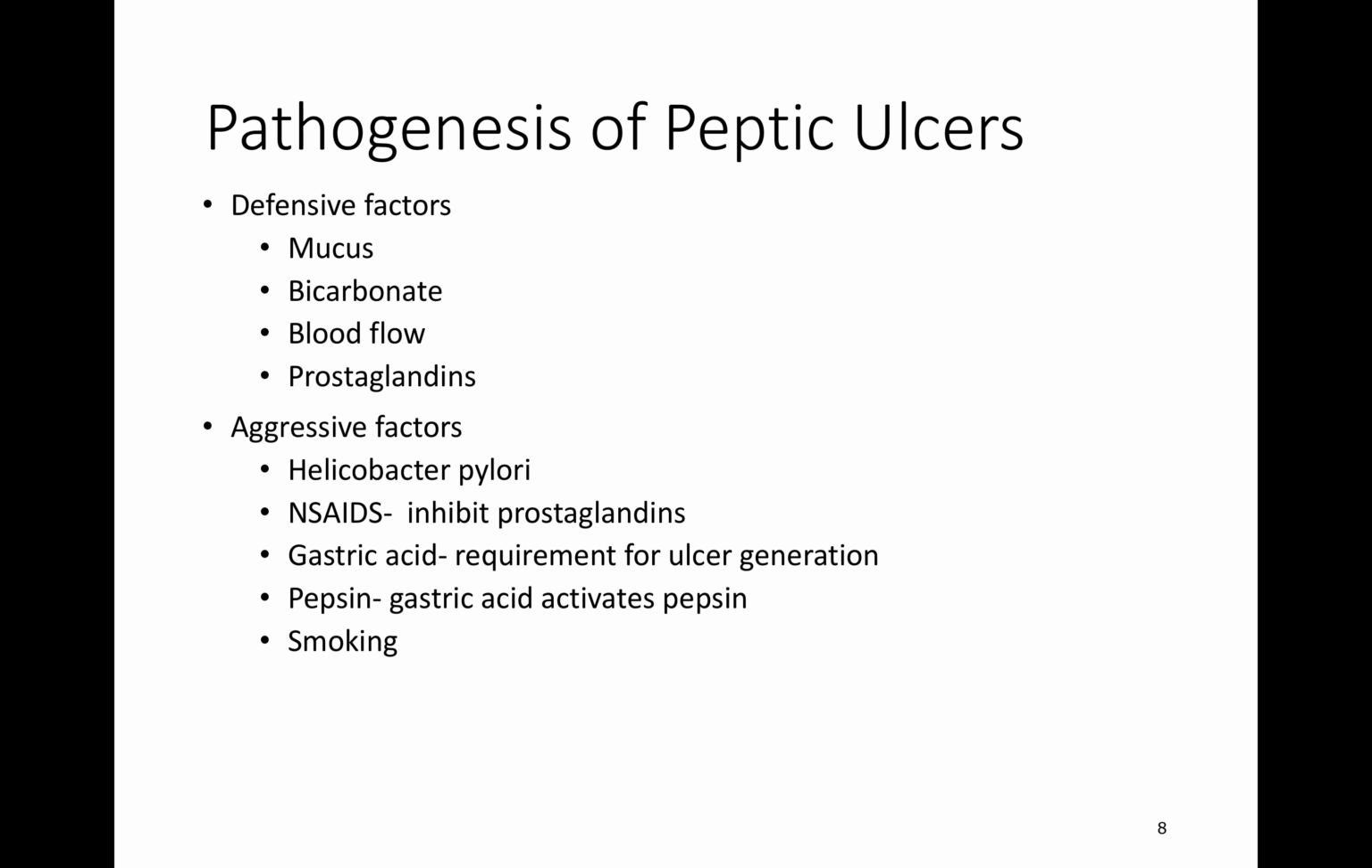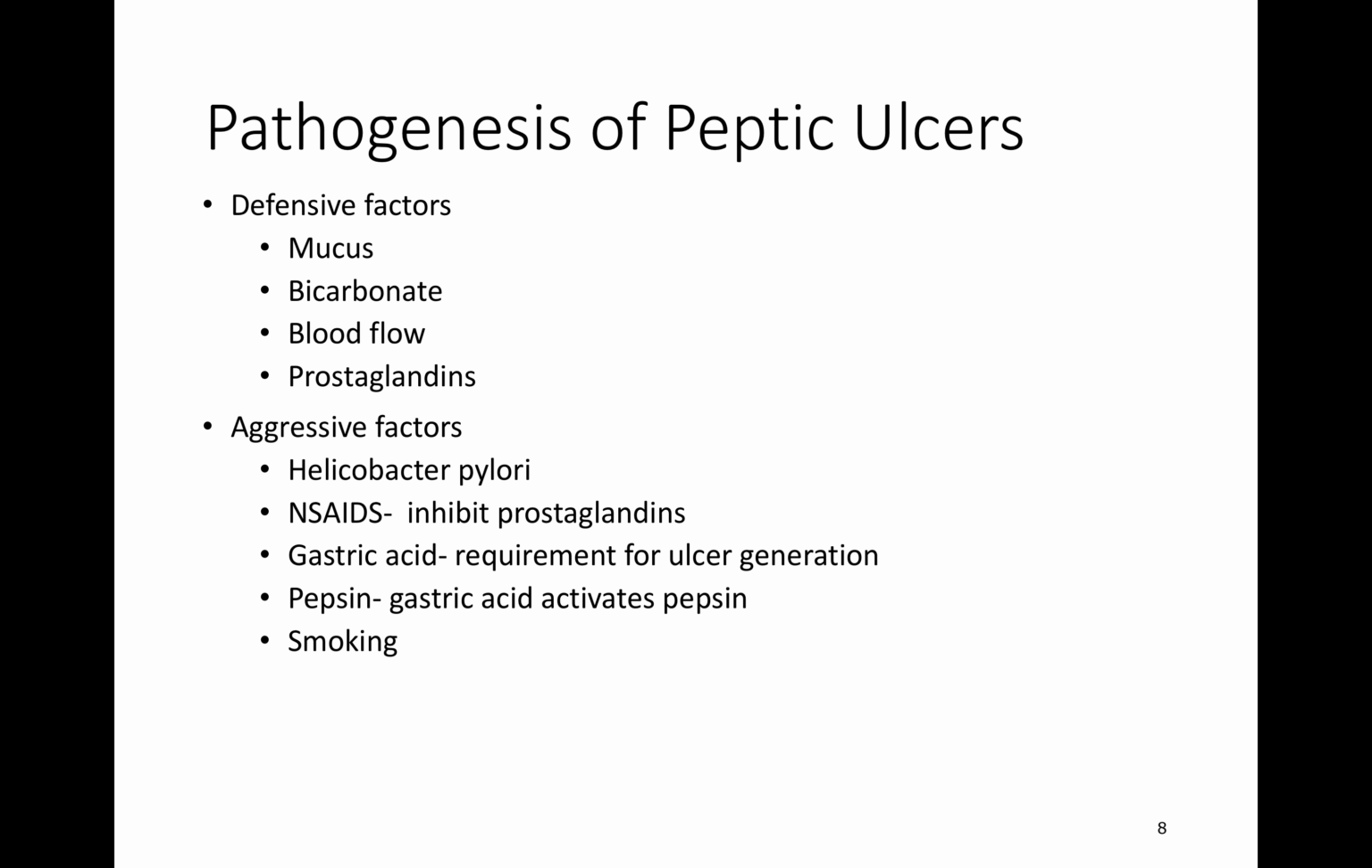So now let's talk about the pathogenesis. How does this happen with peptic ulcers? Let's first look at how it happens. We have defensive factors versus aggressive factors in the body. Defensive factors are going to protect us. They're going to protect us physiologically from the self-digestion that goes on with an ulcer.